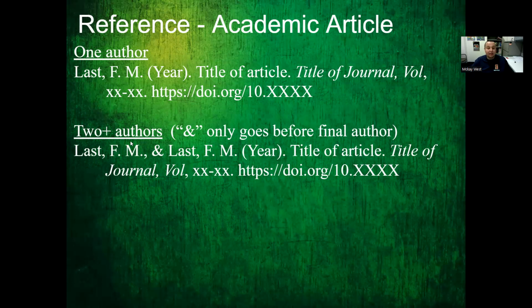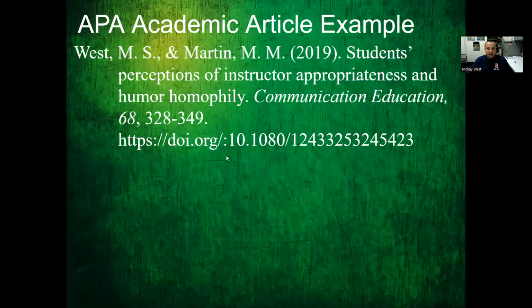So this logic applies for 2 authors. It applies for 10 authors. So West, comma, M dot S dot, comma, there's one more author, and Martin, comma, M period, M period. There's our 2 authors. And it starts to look like that. Now, if there were 3 authors, it would be West all the way to the S, comma.